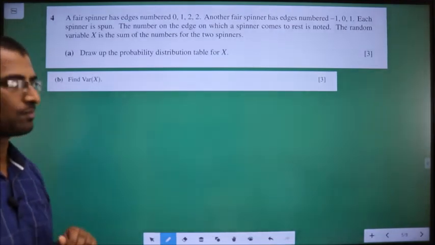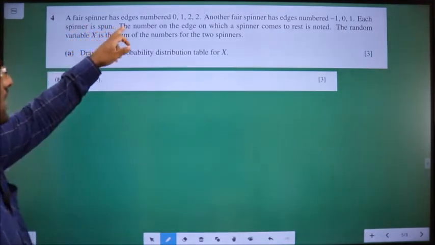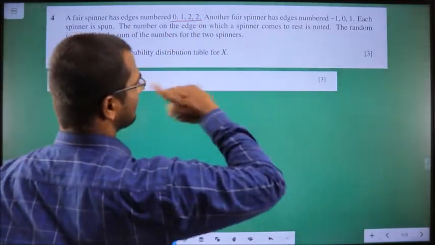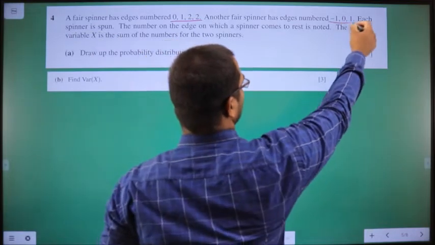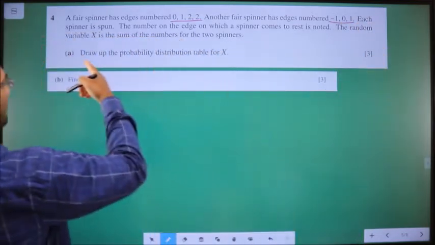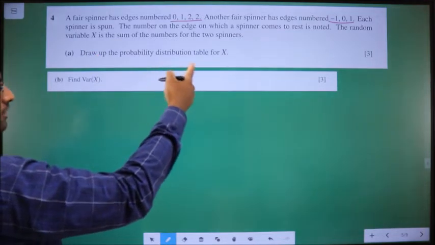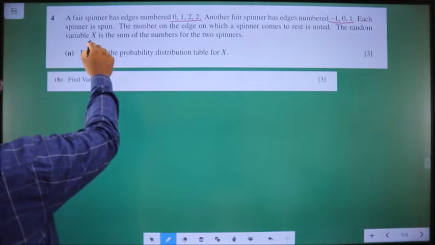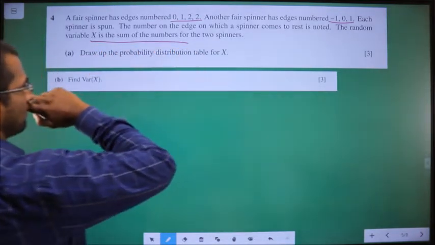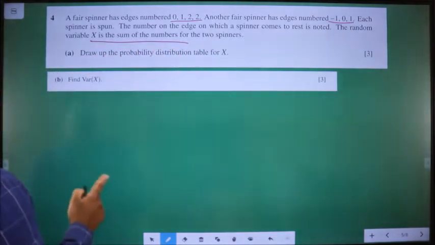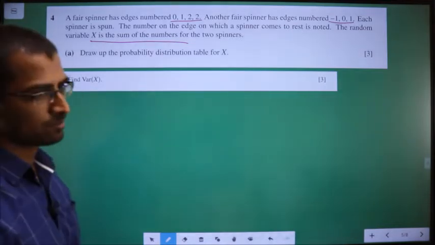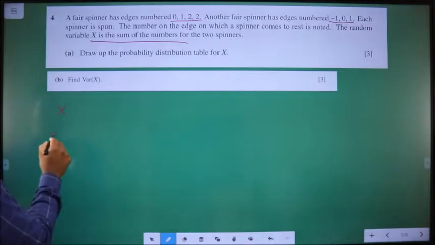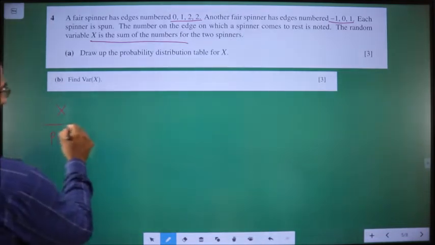Question 4. A fair spinner has edges 0, 1, 2 and 2. Another fair spinner has edges numbered -1, 0 and 1. Each spinner is spun. The number on the edge on which a spinner comes to rest is noted. The random variable x is the sum of the numbers for the two spinners. Draw up a probability distribution table for x. So probability distribution table is nothing but x and p of x.